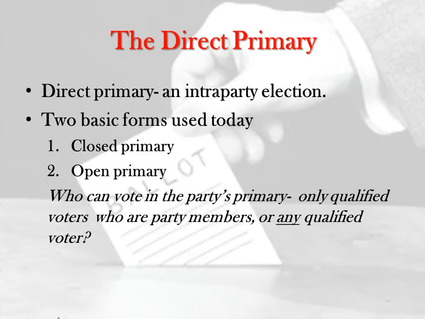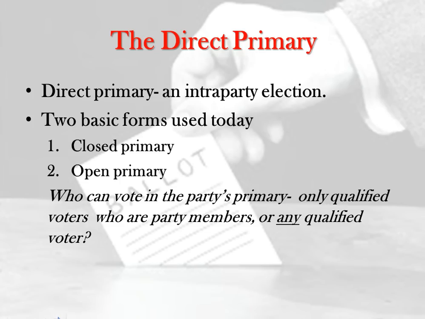A direct primary is an intra-party election. It is held within a party to pick that party's candidates for the general election. Wisconsin adopted the first statewide direct primary in 1903. Several other states soon followed its lead. Every state now makes at least some provision for its use.